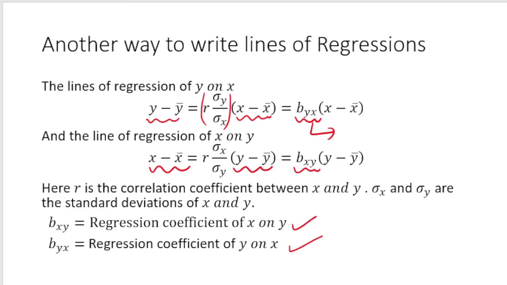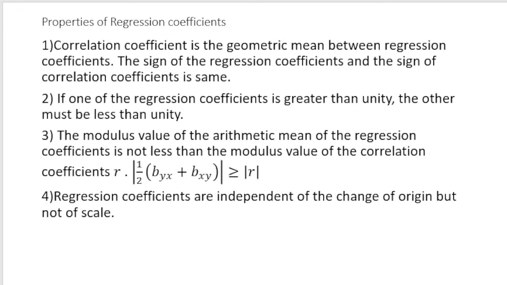So there are certain properties of it which are useful and may be asked in MCQ questions. So remember this. Correlation coefficient is the geometric mean between the regression coefficients, and the sign of the regression coefficient and the sign of the correlation coefficient are the same, meaning r is equal to plus minus under root of byx into bxy. So when the regression coefficients are given, we can find the correlation coefficient, and all of them will have the same sign, meaning if byx is positive, then bxy will also be positive and r will also be positive.